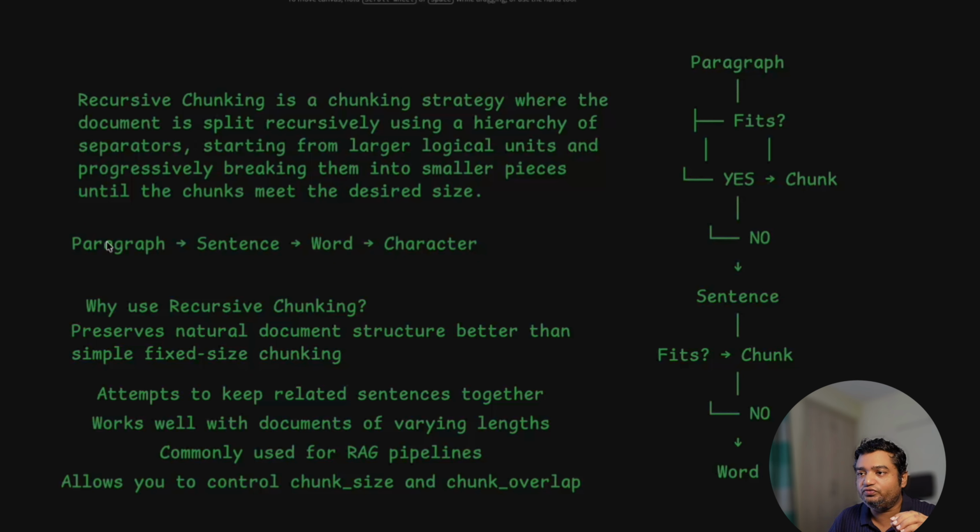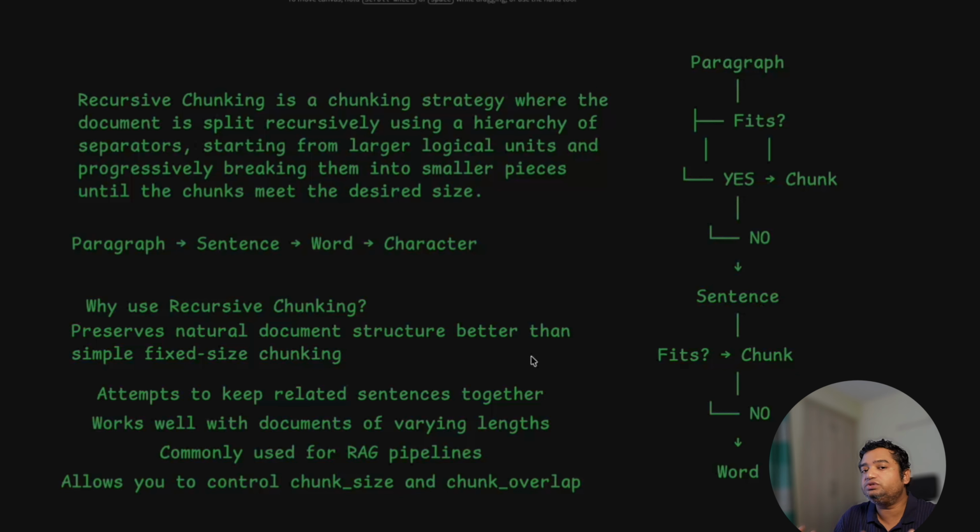So it will go through first paragraph, then sentence, then word, and get into the character. So you see in this flow, it reads first a paragraph. If the paragraph fits in its size, then yes, that is the chunk. If it doesn't fit, then it goes into the sentence. If the sentence fits into the size, then yes, it's okay. Otherwise, it will go into the word, multiple words.